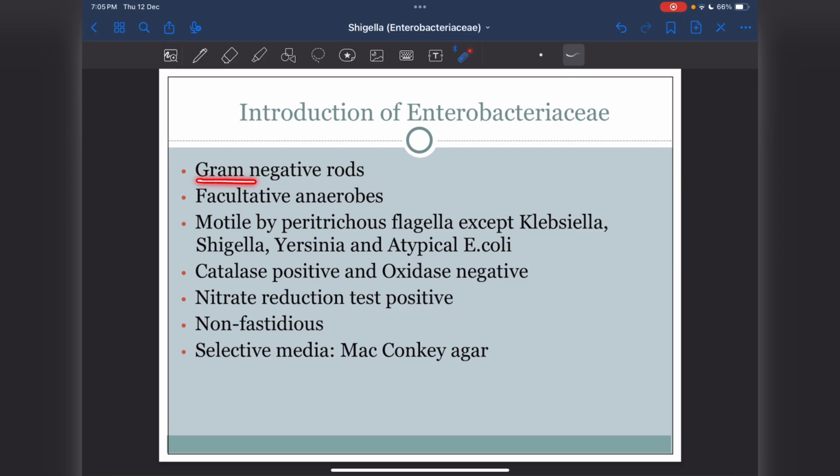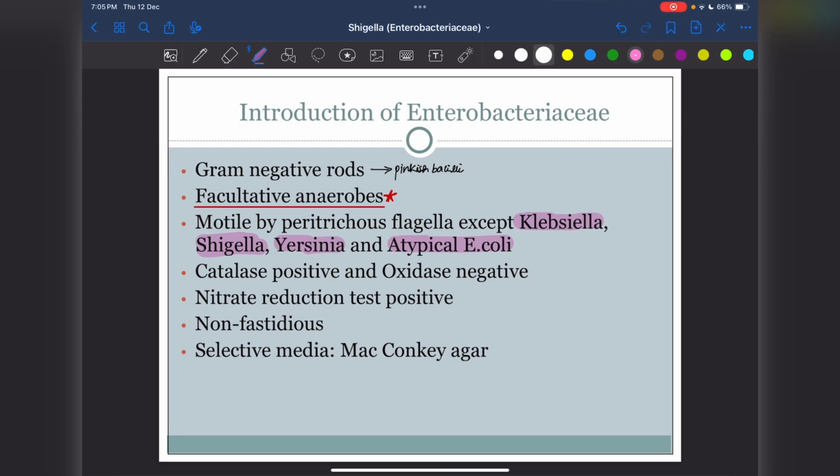The family consists of gram-negative rods. That means when you do a gram stain, there will be pinkish bacilli that you will see. Next, they are facultative anaerobes. This is one of the important points to know about these organisms. All of them are motile by peritrichous flagella, except Klebsiella, Shigella, Yersinia, and atypical E. coli. These four are not motile, otherwise all are motile. Today we are studying Shigella, so that means it is non-motile.